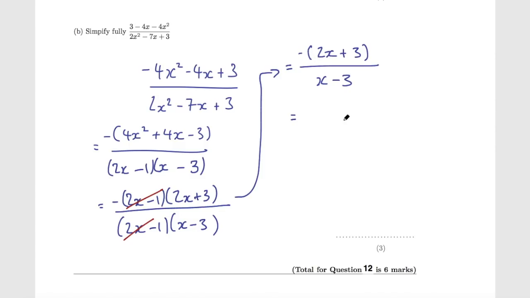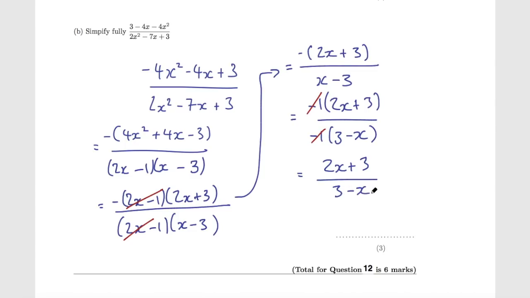If I take -1 from the bottom line, if I factorize the -1, I effectively need to change the signs of both terms. So the -3 becomes a +3, and the plus x becomes a minus x. And then I can cancel those -1s, and this becomes 2x plus 3 over 3 minus x, and that's my final answer.